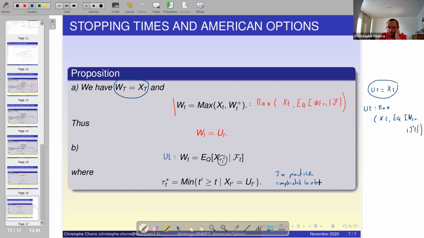And depending on the framework, if you are in discrete or continuous time, because in continuous time you have exactly the analogue of this proposition here, then you may have some strategies in order to approximate these optimal stopping times.